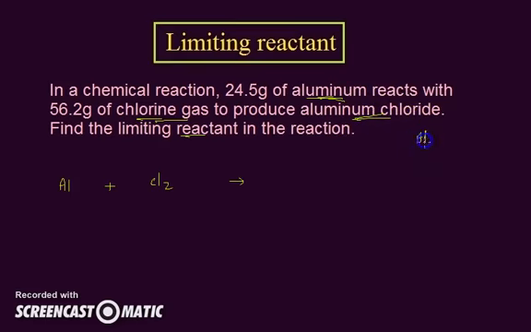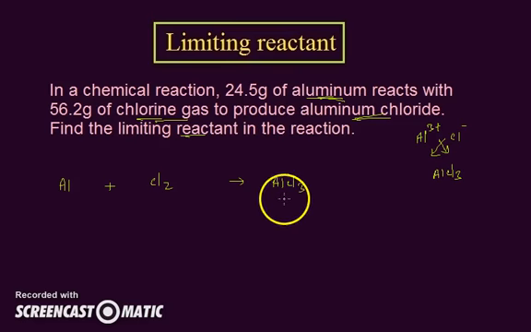Aluminum has a +3 charge and chloride ion has a -1 charge. Before we combine these ions, we balance their charges. We crisscross their numbers, and we get the formula of aluminum chloride, that is AlCl3. This is the product formed in the reaction. This is the chemical reaction taking place.